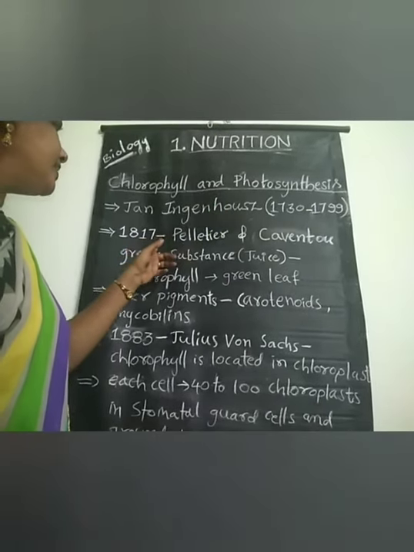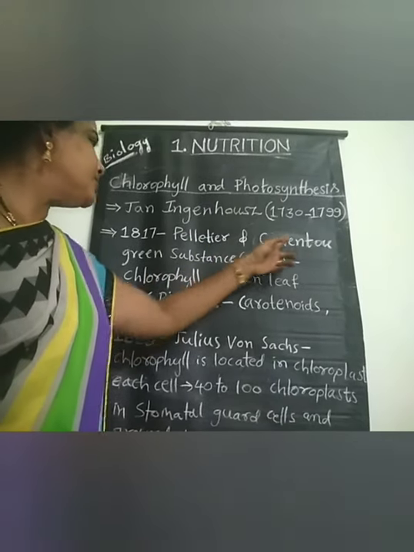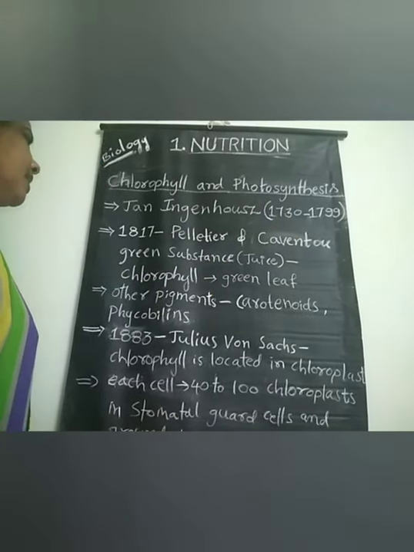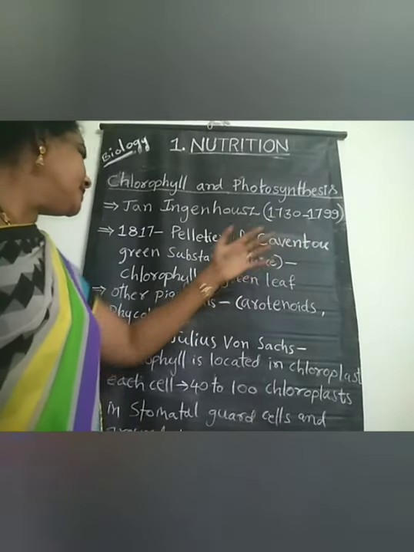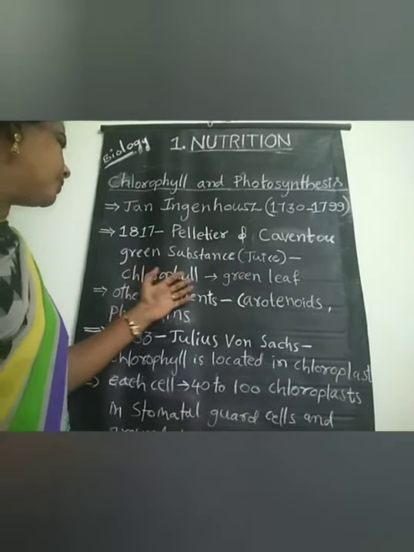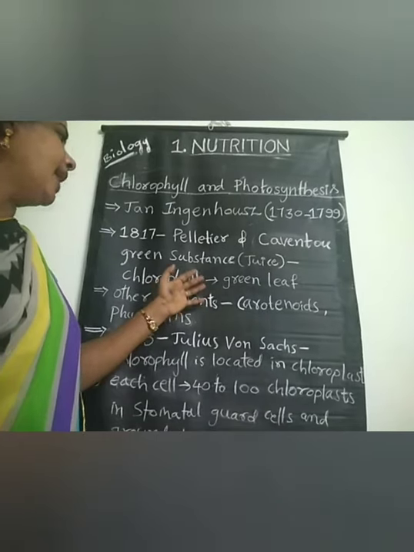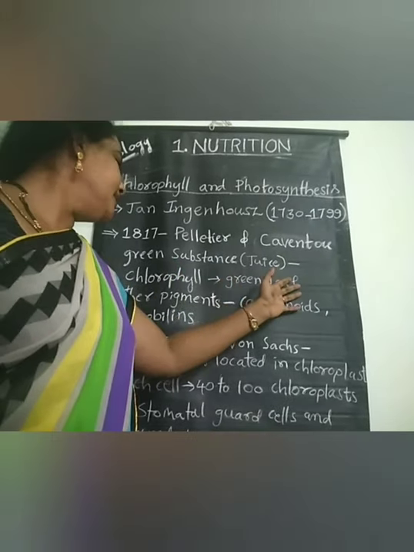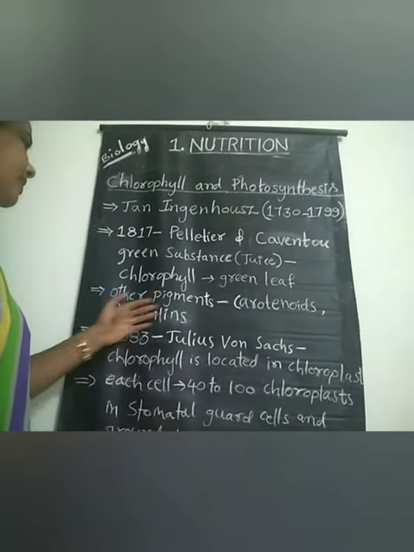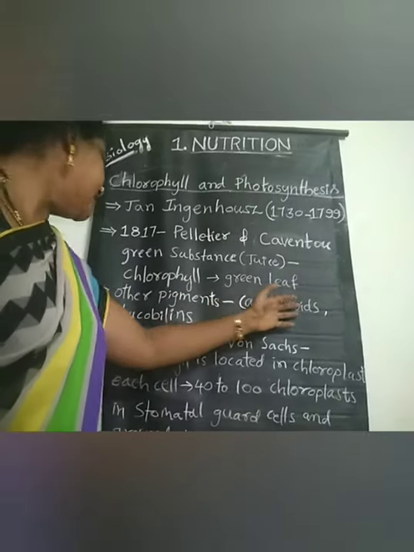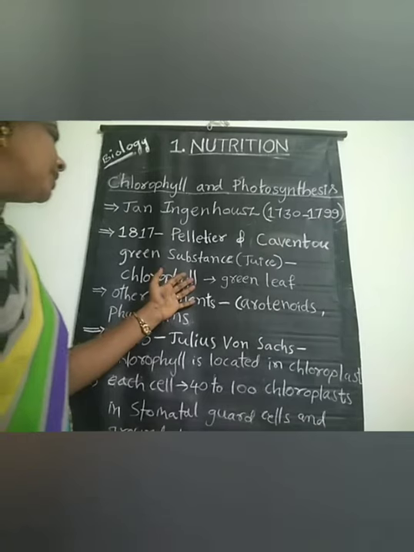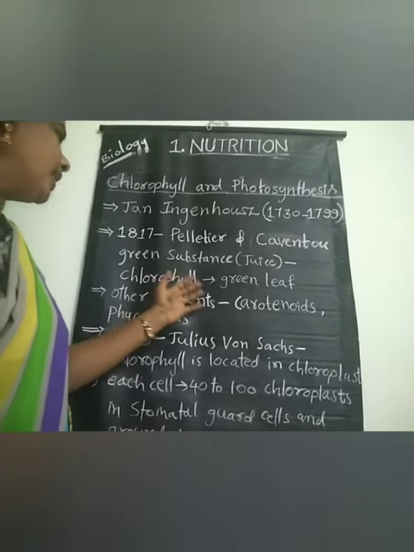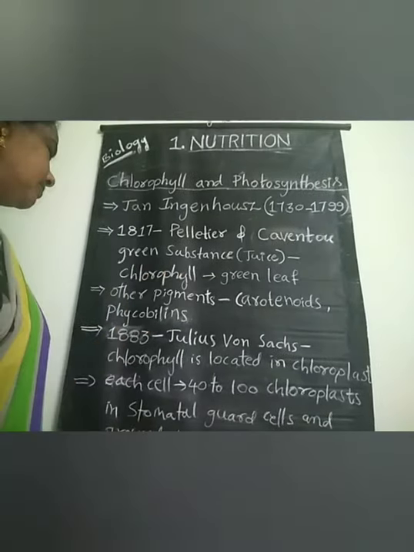In 1817, Pelletier and Caventou worked together and obtained a green substance from the green leaves and gave it the name chlorophyll. Chlorophyll is a pigment, and the meaning is green leaf. They found other pigments also, like carotenoids and phycobilins. They discovered chlorophyll, but they did not discover the location of the chlorophyll in the cell.